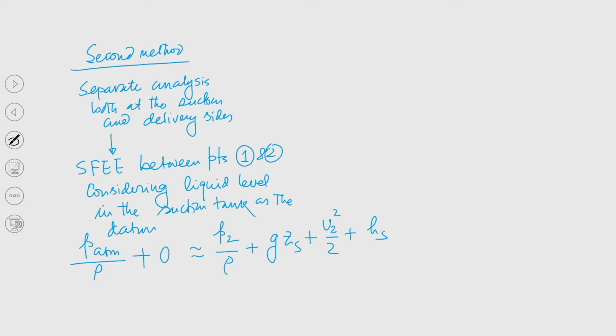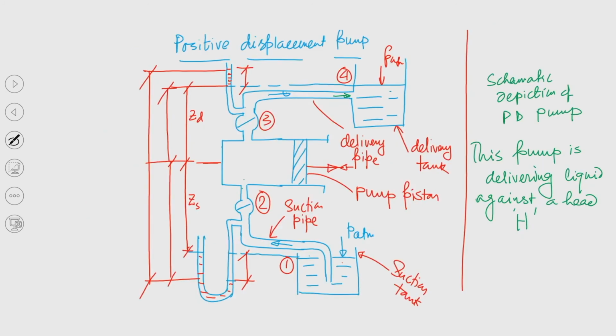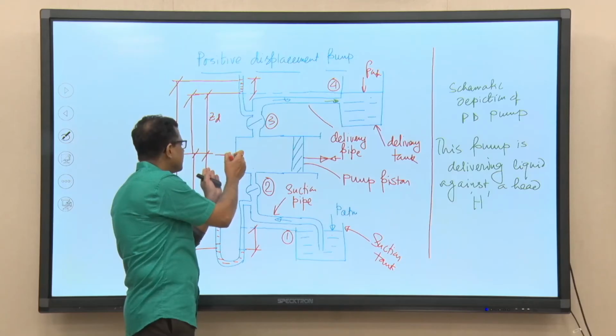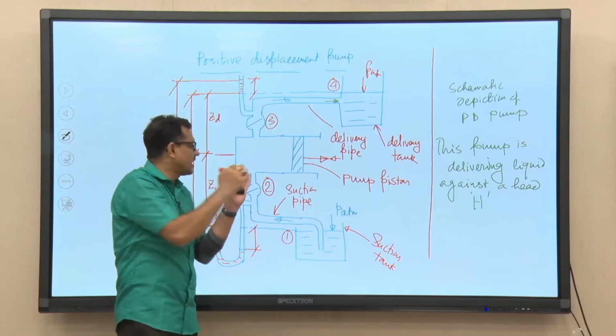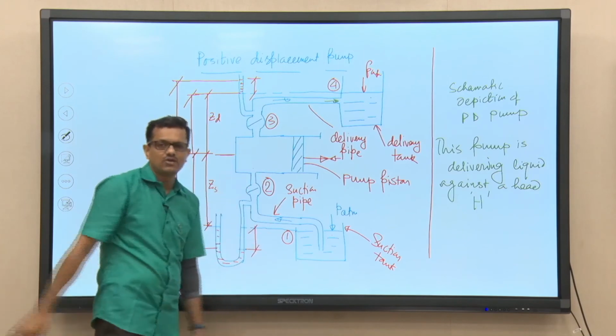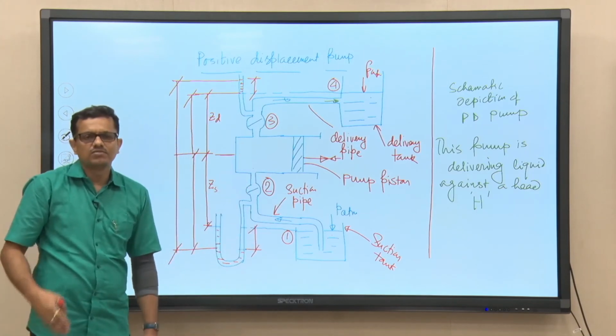Now, if we do this, you can understand what we need to know. Here, we have taken the height of point 2 as Zs, and we are considering that the height of the cylinder is not very high. So the height between the middle part of the cylinder and point 2 is not very significant.